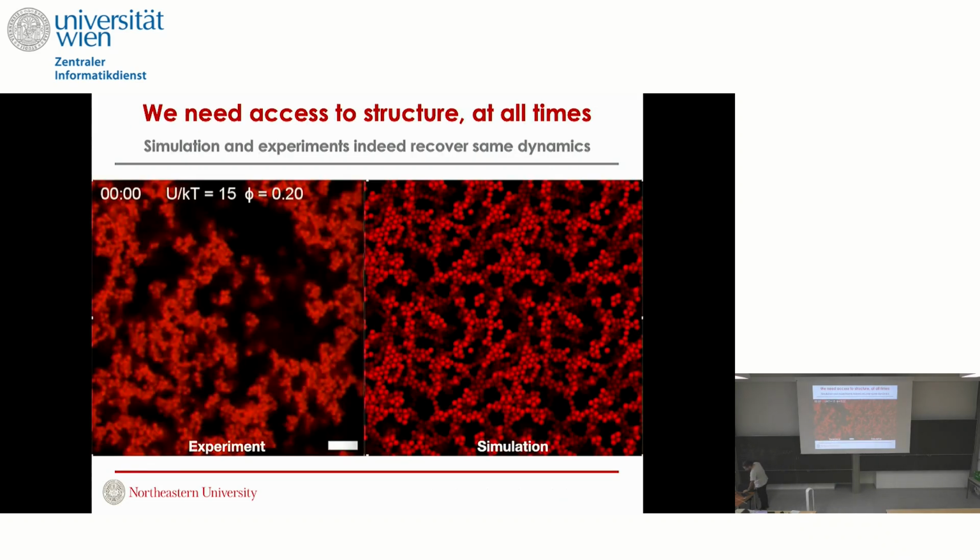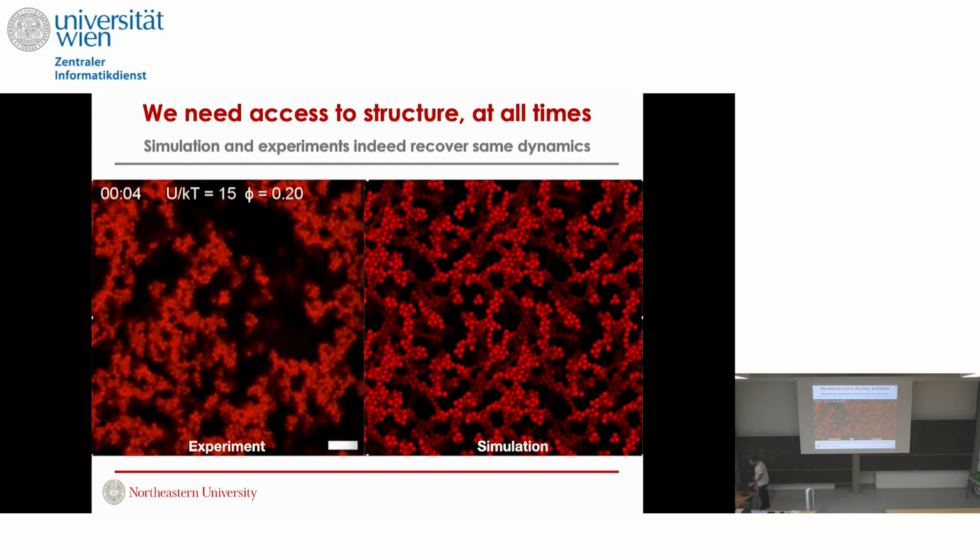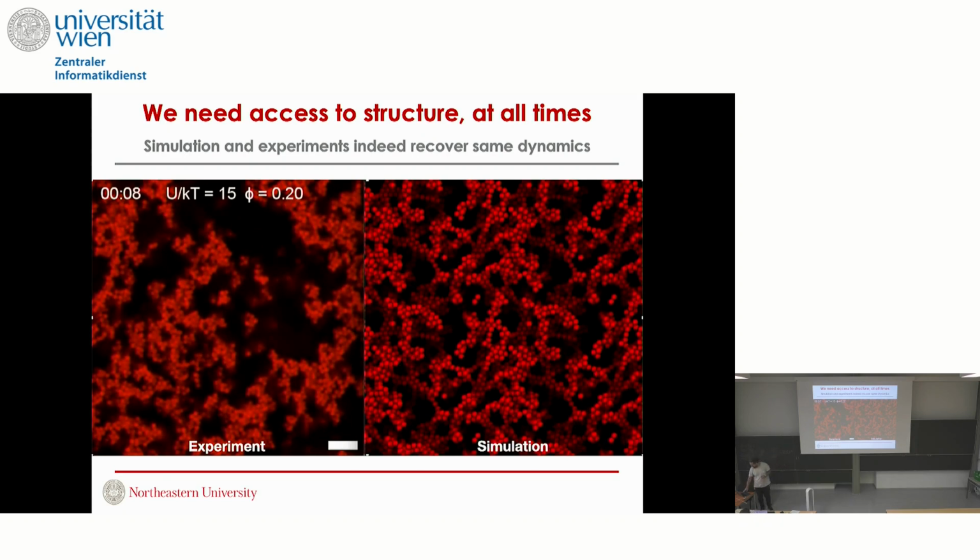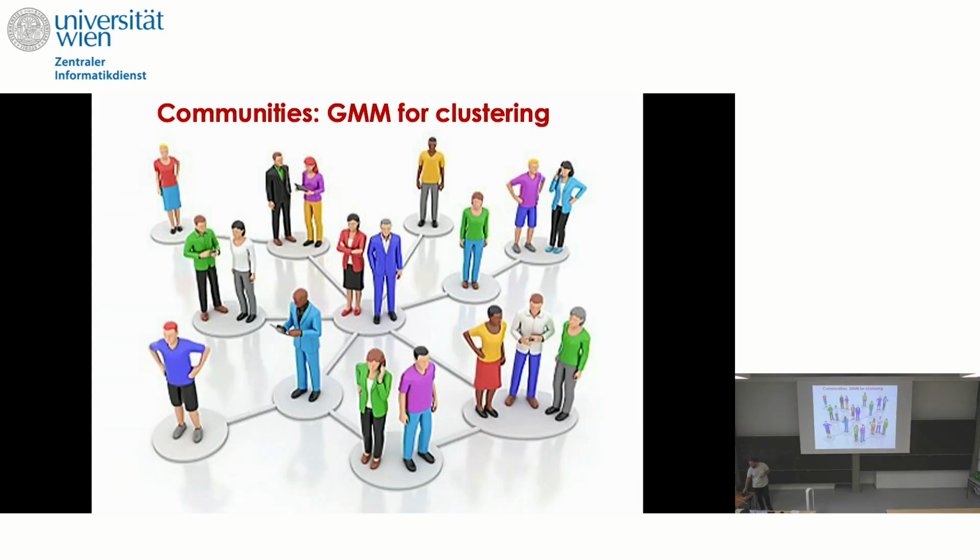So this is just a comparison between the simulation and experiments to show you that we are roughly modeling the right system. These are at similar attraction strengths and volume fractions. Because we need particle positions at all points, we're going to focus on our simulations. What we use to dissect our network into its mesoscale structures is what we call a Gaussian mixture model.